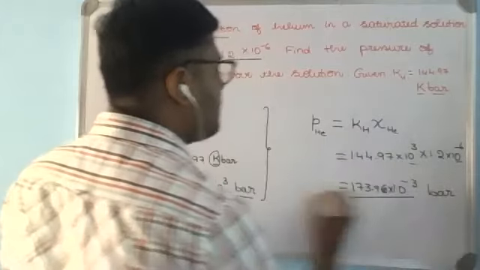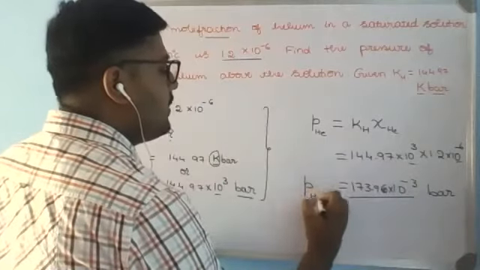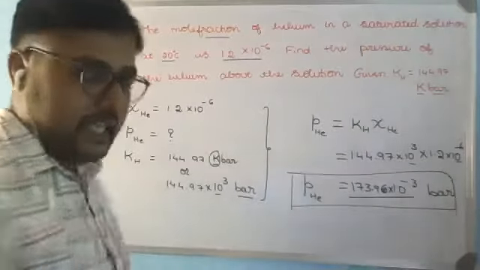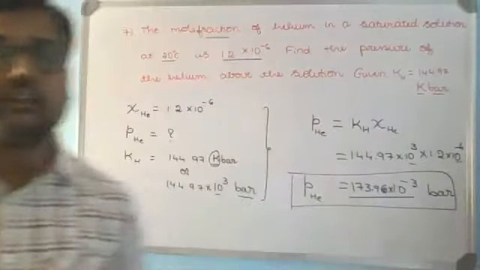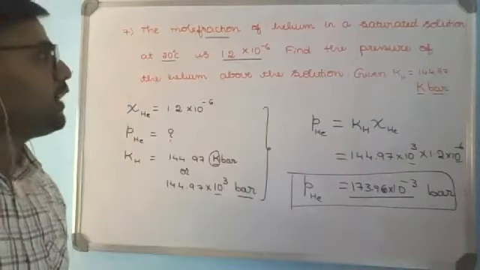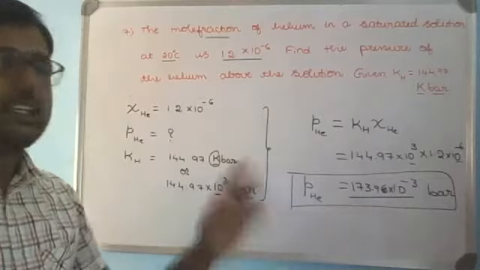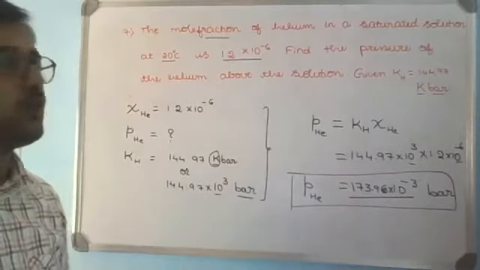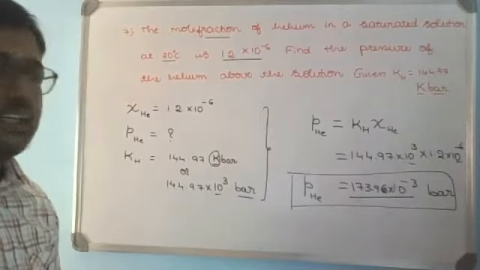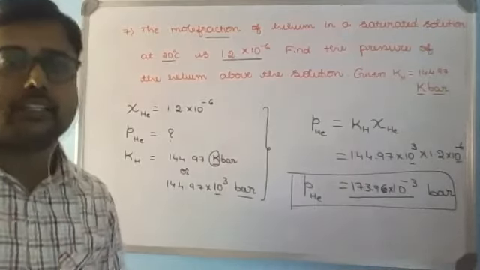In the unit of pressure, it is bar. So the pressure of helium above the surface of the liquid, where the mole fraction of the gas is 1.2 into 10 to the power of minus 6 with a Henry's law constant of 144.97 kilobar, is 173.96 into 10 to the power of minus 3 bar.